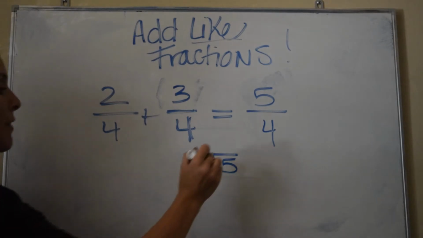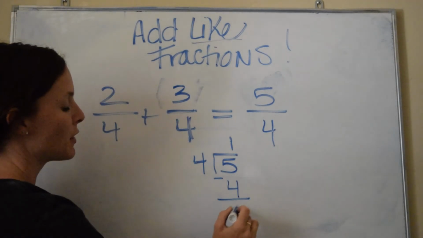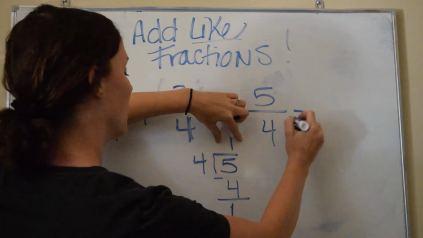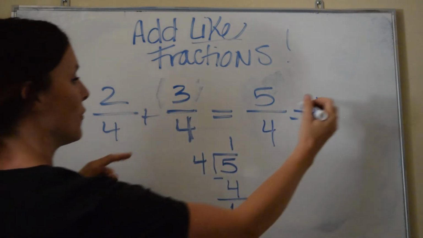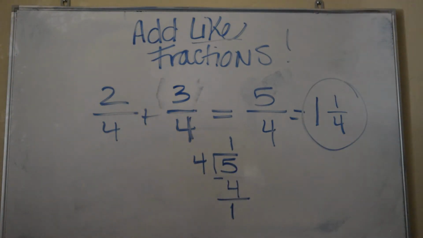4 goes into 5 once. 1 times 4 is 4, and 5 minus 4 is 1. So always take the number up top, and that comes out in front, and then what's left over is 1 out of 4. So your simplified answer is 1 1/4.